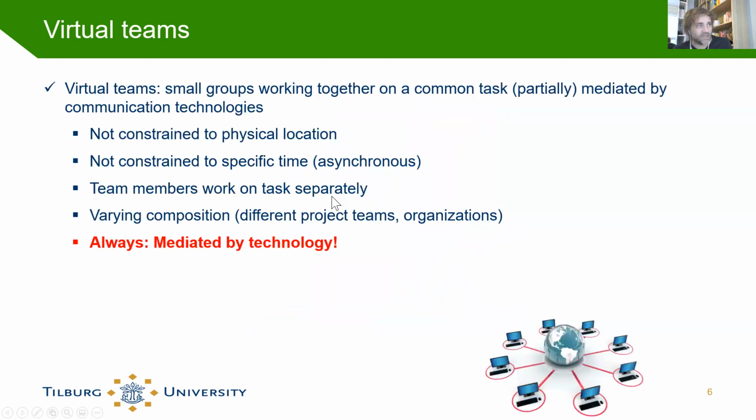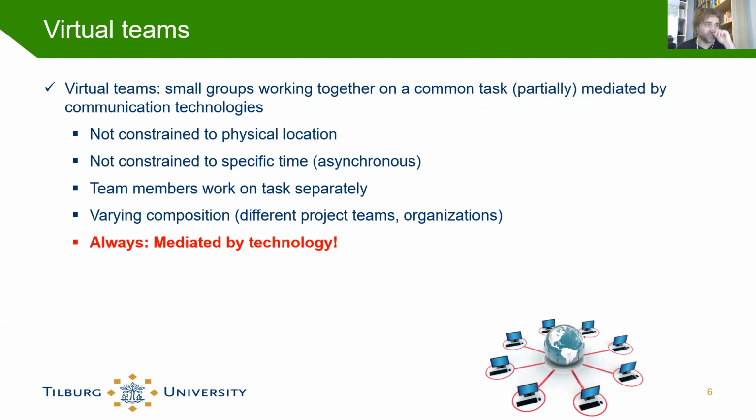So basically what this means is that there are multiple dimensions that determine the extent to which teams are virtual. So first of all, one dimension is that they are not necessarily restrained to a physical location. So that's, of course, what we think that virtual means when we tend to think of virtual teams in the beginning, but that's only one dimension. So not constrained to a physical location. The second dimension is virtual teams are not constrained to a specific time. So they're asynchronous.